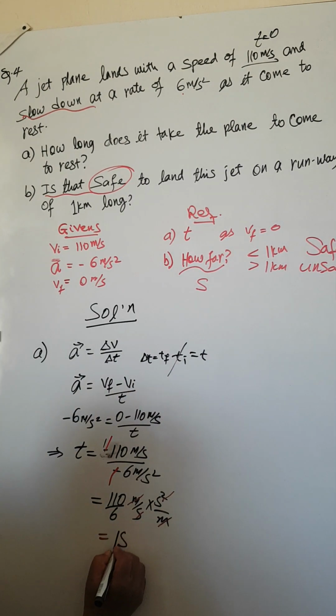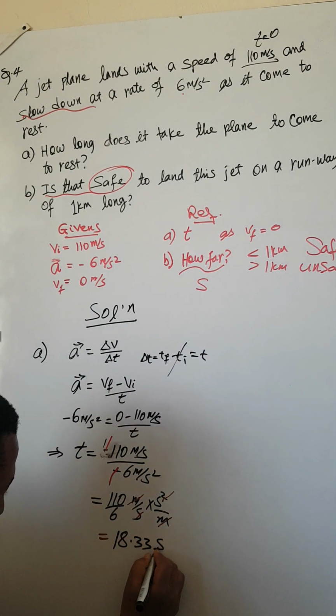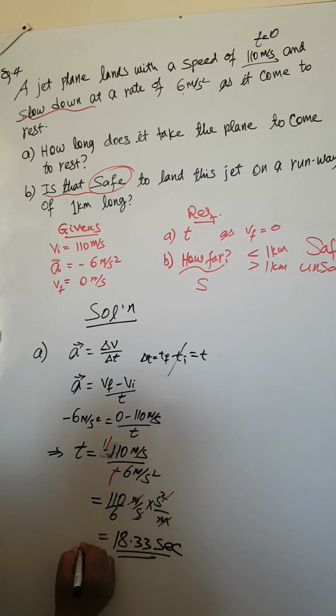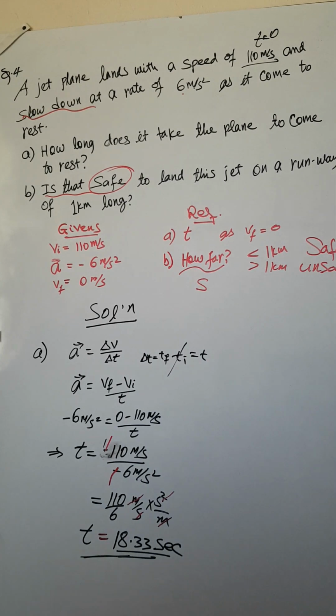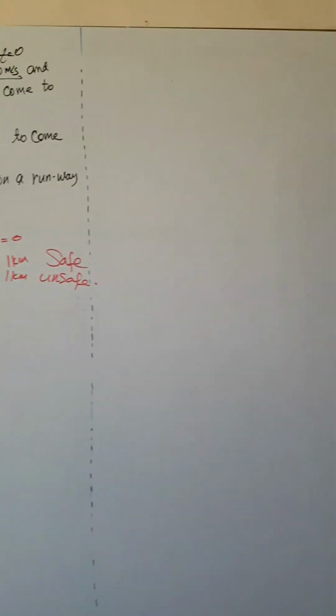Now 18.33 seconds is the time required for the plane, the jet, to come to rest. Let's see how far it travels.